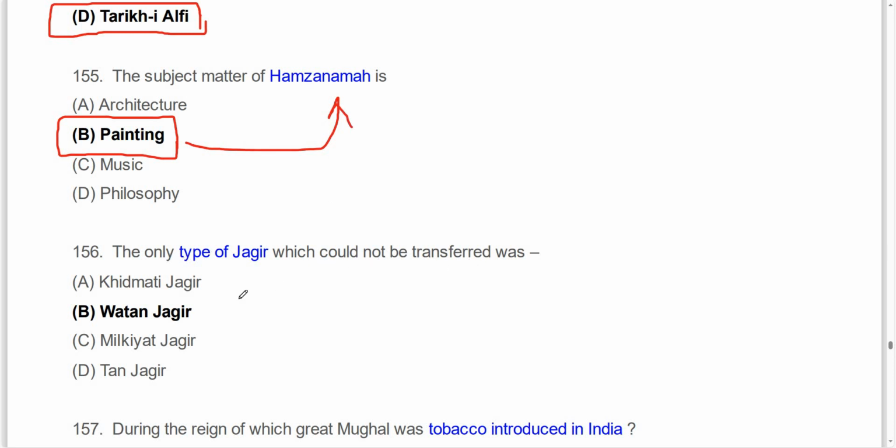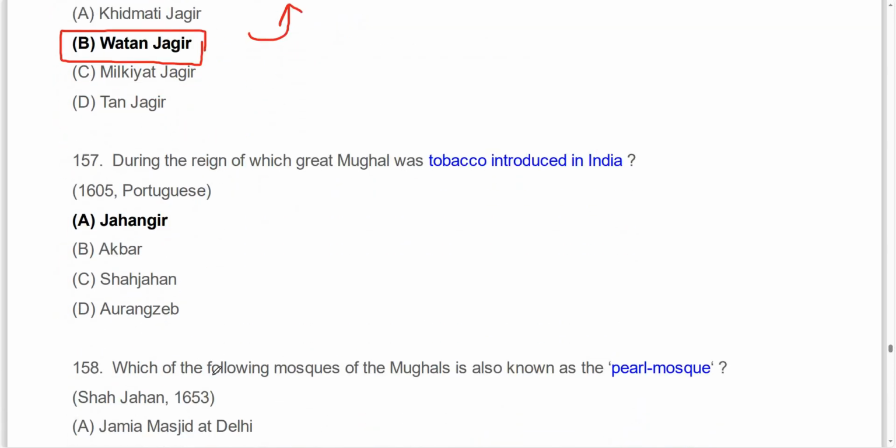The only type of Jaigir which could not be transferred, again we have seen, is Watan Jaigir, the hereditary Jaigir. Except for Khidmat Jaigir, Milkiyat Jaigir, and Tan Jaigir, which can be transferred, Watan Jaigir cannot be transferred. It is hereditary.